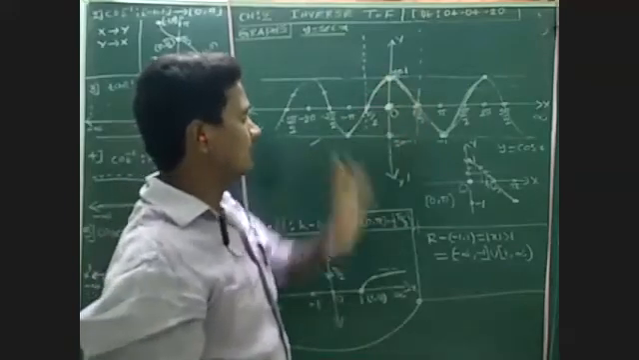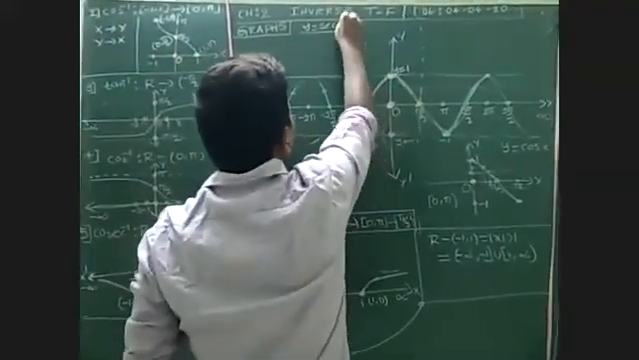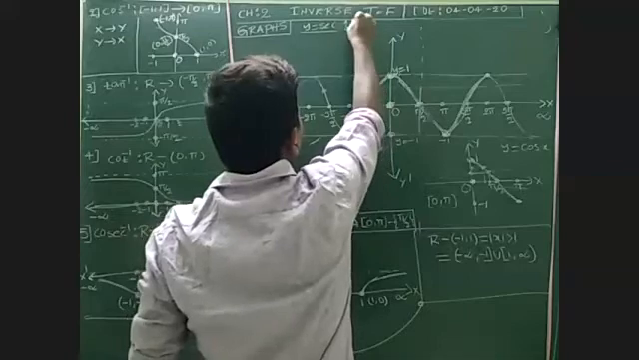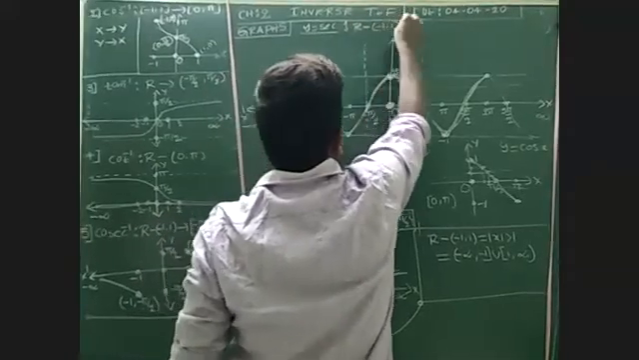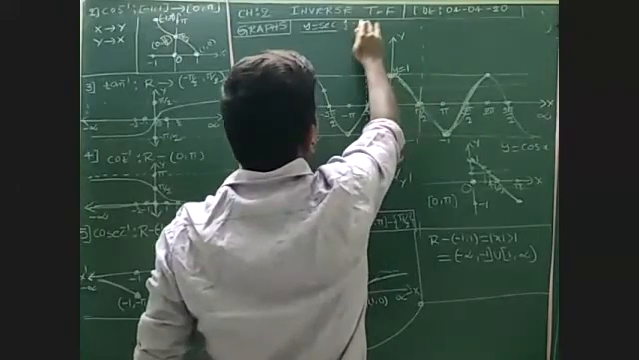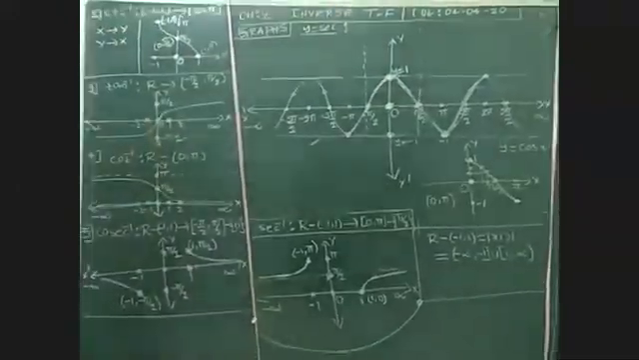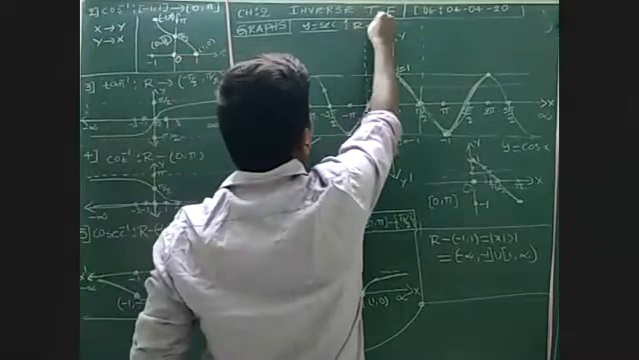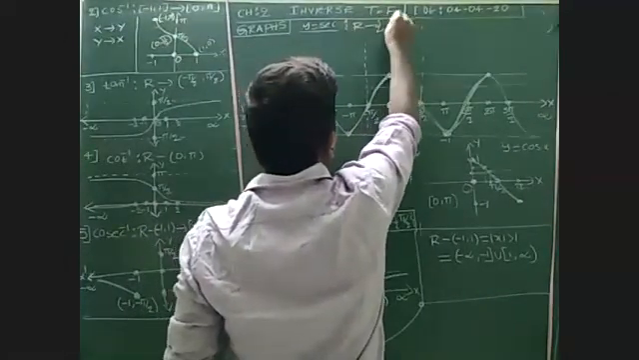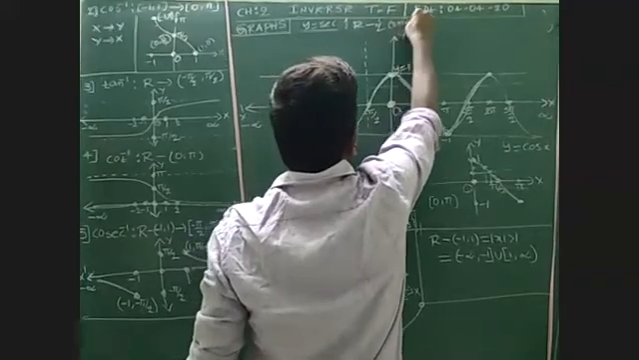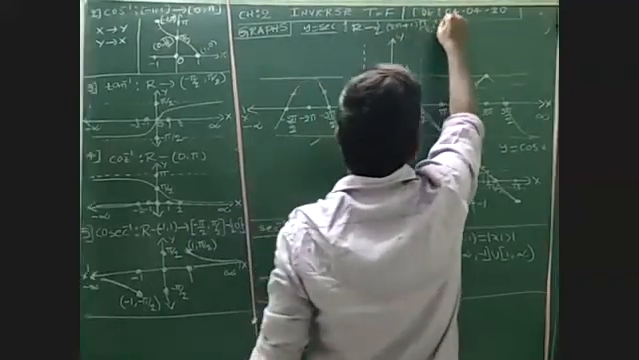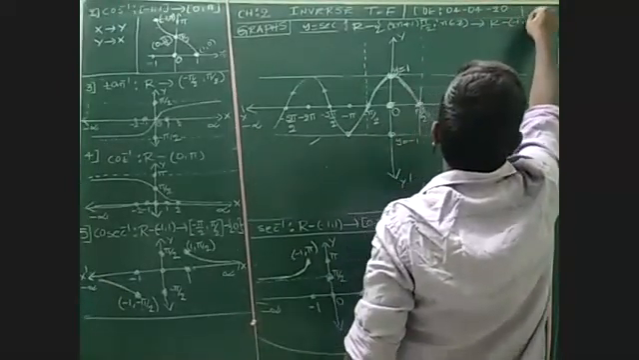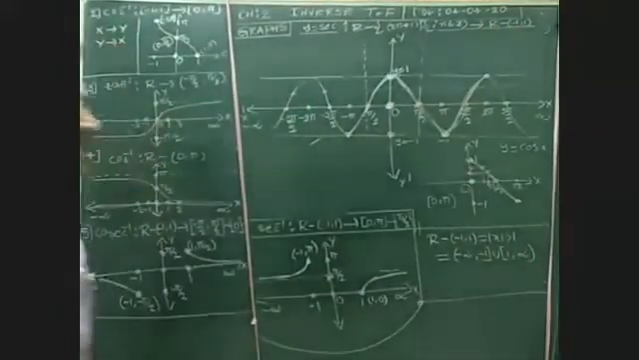Because what is the domain here? Secant domain is from where to where? Domain is real numbers minus (−1, 1). How to write the domain? Domain is real numbers minus (2n plus 1) times π by 2, such that n belongs to Z, and the range is R minus (−1, 1). This we have already studied, the graph of secant x.